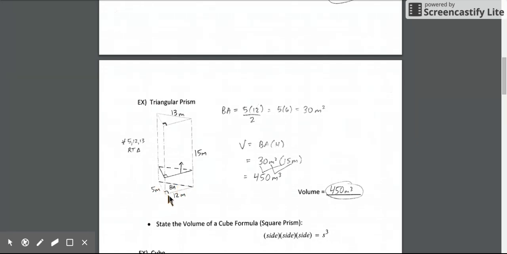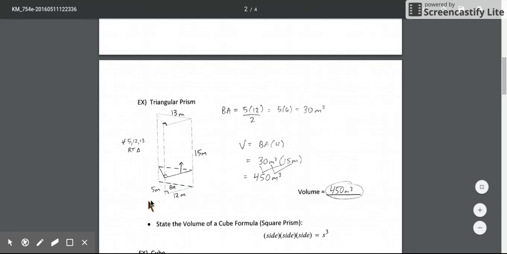So now that we know that this is a 5, 12, 13 right triangle, we can find the area of the triangle by multiplying base times height, so 5 times 12, and dividing by 2. That gives us the area of the triangle to be 30 square meters. If we fill up this prism with 15 of those, that would give us the volume or the space inside. So 30 square meters times the height, 15 meters, gives us 450 cubic meters of volume.